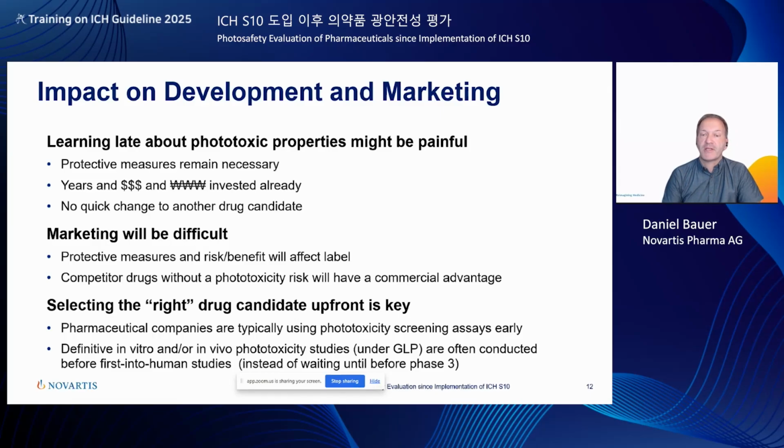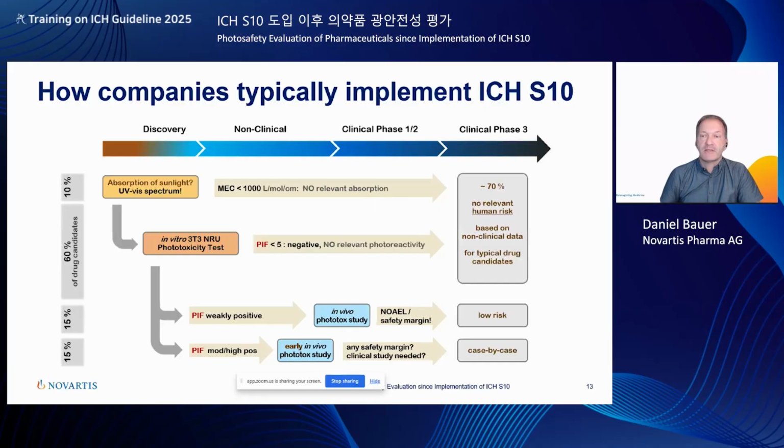So for instance, running an in vitro screening test to figure out if a drug substance is potentially phototoxic. And this is a typical flowchart, how this could look like. It's very similar to the Novartis flowchart where I'm coming from, but many companies do something very similar. They start with the spectrum very early on. If the spectrum is not showing limited absorption but showing relevant absorption, they would continue with an in vitro test.